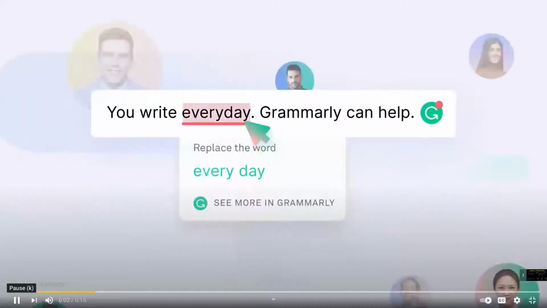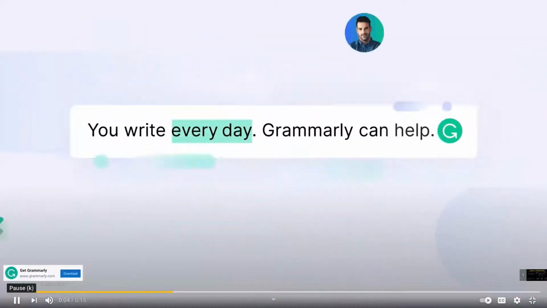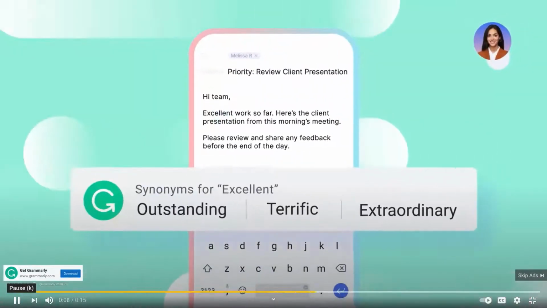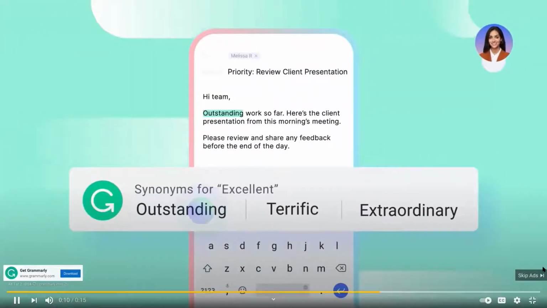Oh my gosh. Anytime you type or text, Grammarly provides quality suggestions to help make your writing clear and engaging, and then come across the way you intend. Okay, that's not the video.